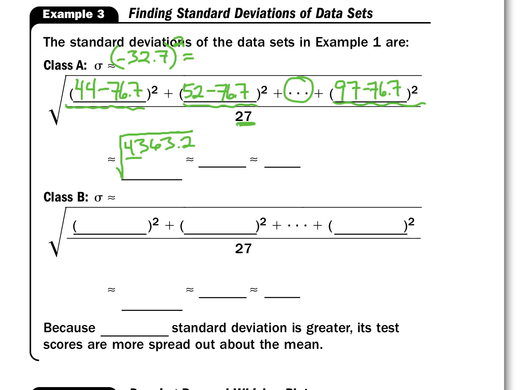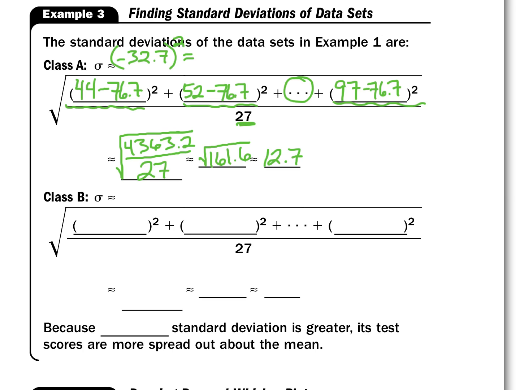Okay, and divide by 27, so that gives us approximately the square root of 161.6. And when you take the square root of 161.6, you get approximately 12.7. Okay. So that means that our standard deviation for class A, our sigma, is 12.7.